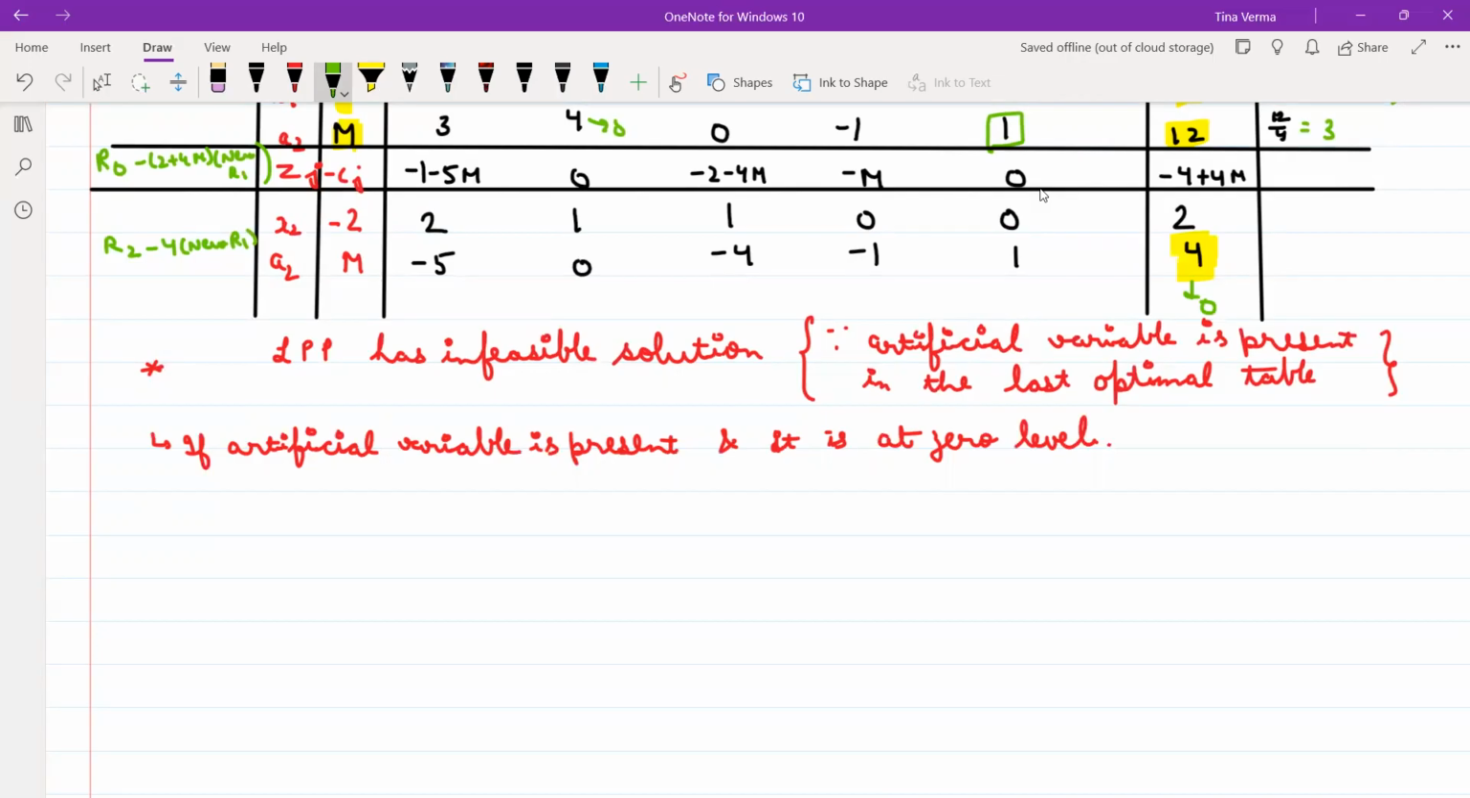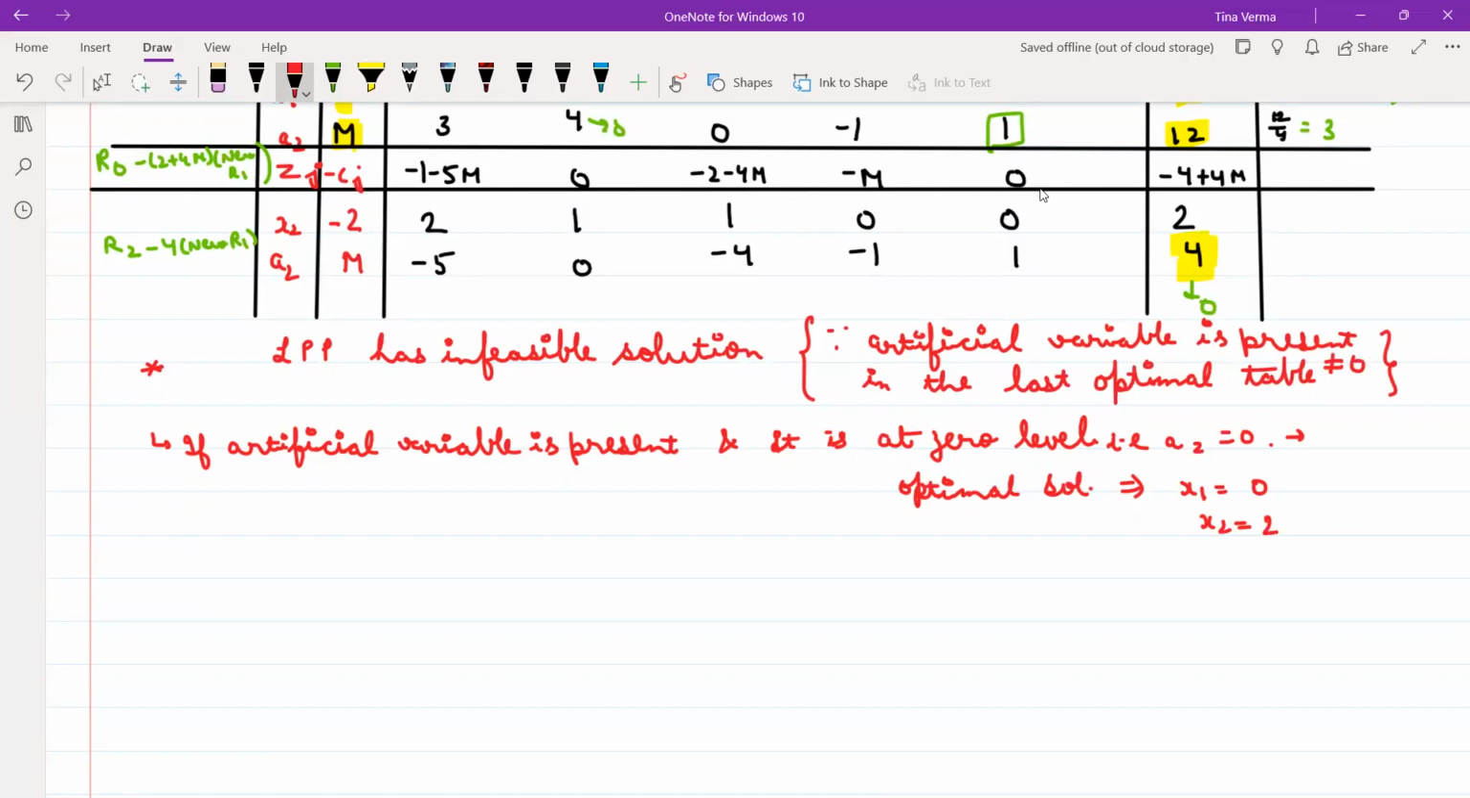So if an artificial variable is present and it is not equal to 0, then you have an infeasible solution. But if an artificial variable is present and it is at 0 level, that means that is your a2, अगर आपका यहाँ पे 0 आता, then you have an optimal solution. In that case you should have an optimal solution, और आपका optimal solution वही होता, x1 0 हो जाता और x2 क्या हो जाता, 2. Is it clear? So in that case you can have a solution.